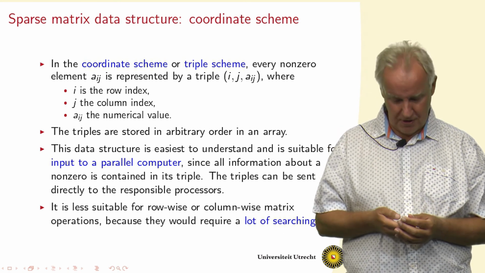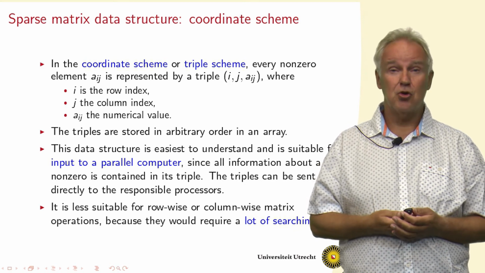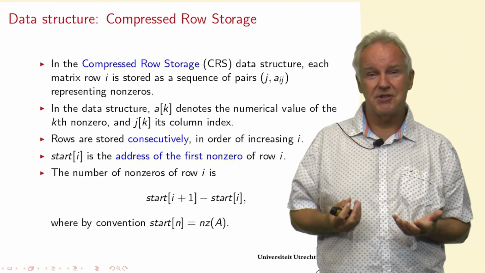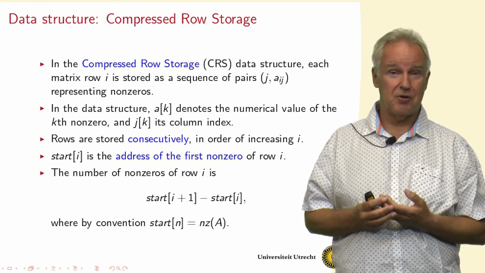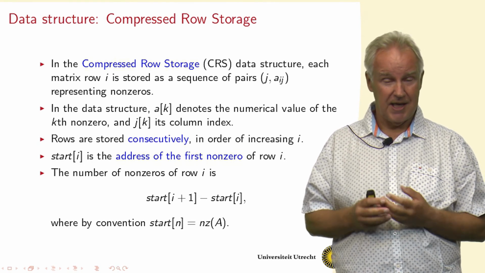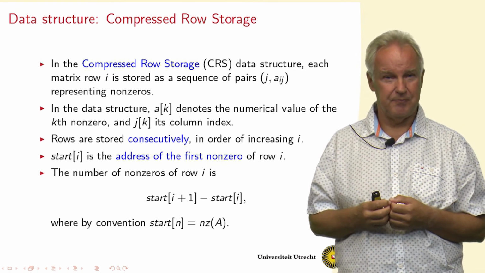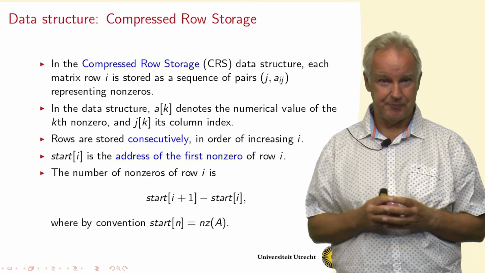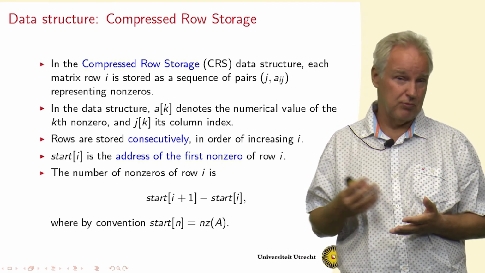There are other data structures, and a very common data structure is compressed row storage, CRS. And what happens here is that every non-zero is represented by its column index j and its numerical value a_ij. And all the non-zeros of one row of the matrix, they are stored together. And every row is stored after the other. And for this to work, we need to know where a row starts and ends.